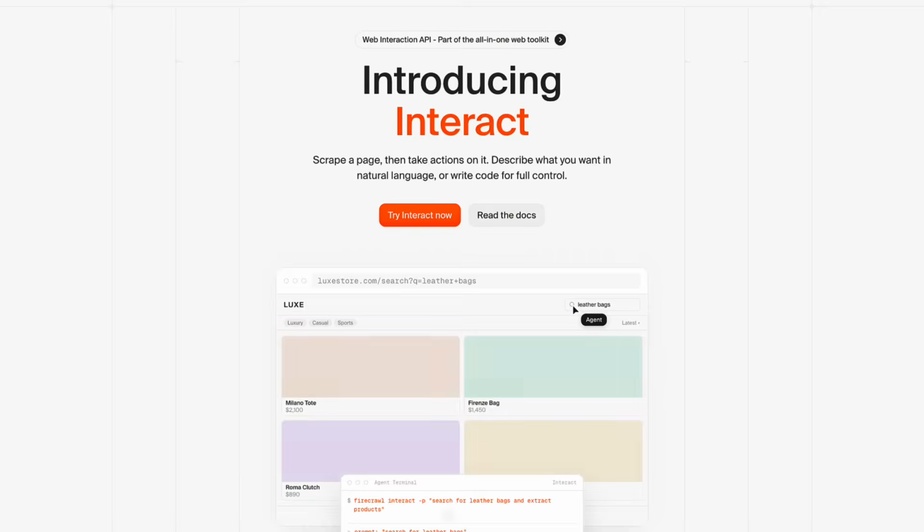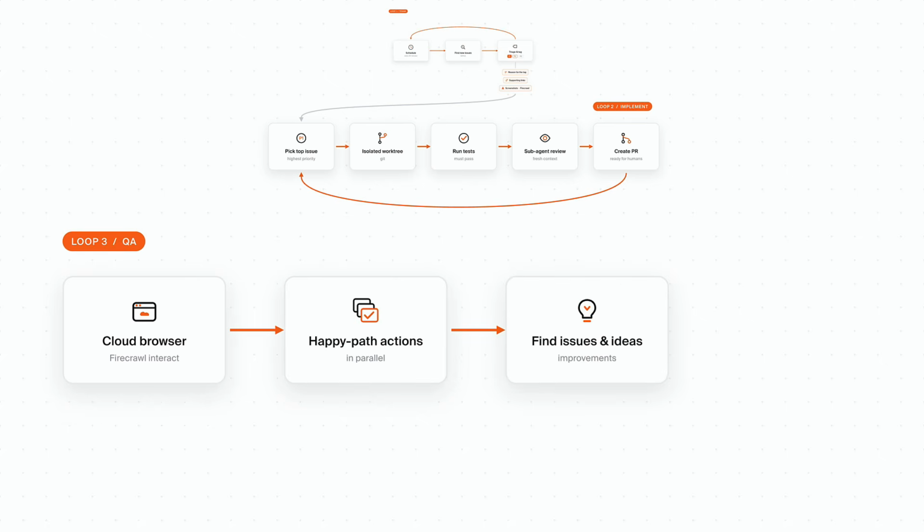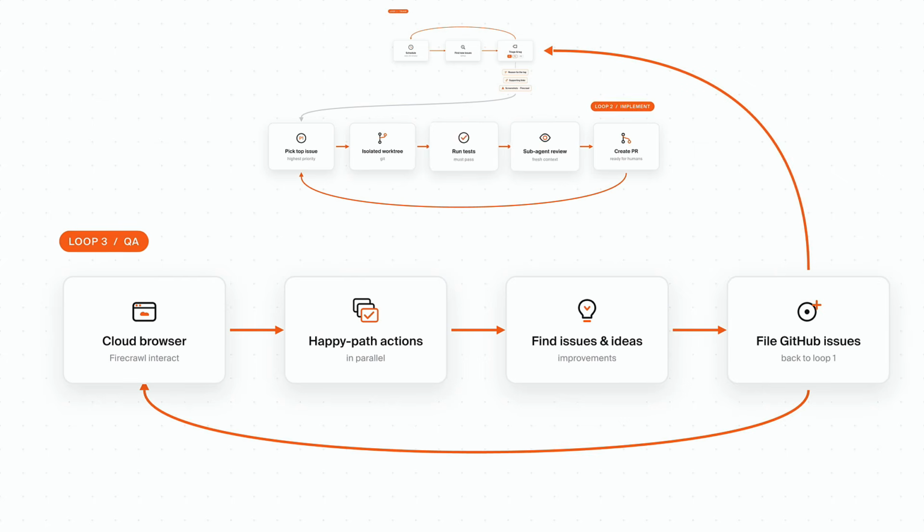We've already spoken about 2 very useful loops, but of course we could take the process further by adding a third loop that uses Firecrawl's interact feature to spin up a cloud browser and perform a set of happy path actions in parallel that it uses to find issues or suggest improvements to the app. And it can add these as GitHub issues, which means we'll have 3 loops that continuously improve the code, with the human PR reviewer being the bottleneck. But this is a loop for another video.